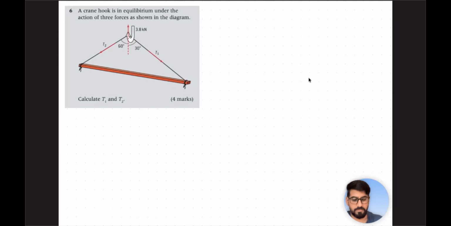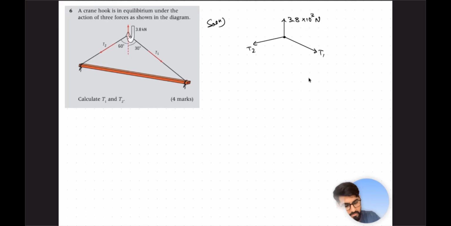Okay, pay attention. To solve an equilibrium problem, the first step is to draw the free body diagram. So I take a dot, and the given force is 3.8 times 10 raised to the power 3 newtons, or you can name it F as you wish. This is tension T1, this is tension T2, and the angles are also mentioned, so I will use the same angles. This is 60 degrees and this is 30 degrees.